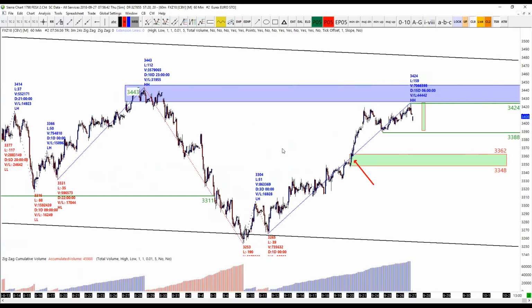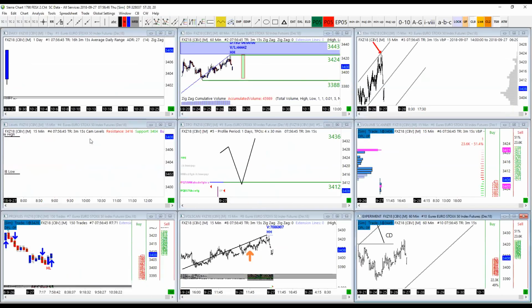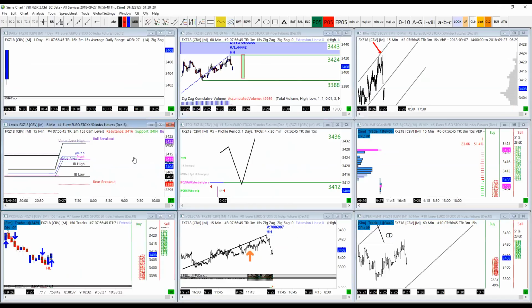Traders are still surprisingly bullish at the moment, despite the FOMC interest rate hike, which we haven't even spoken about yet. 2.25% I think it's gone up to, and they're expecting another 4 over the next 12 months. So they're targeting 3.25% by the end of 2019.